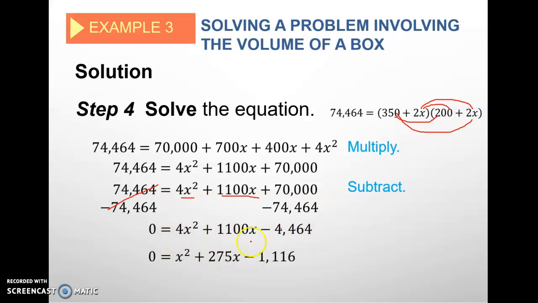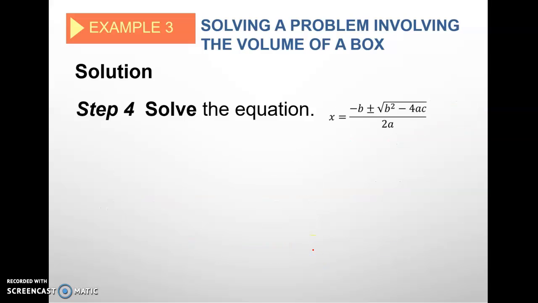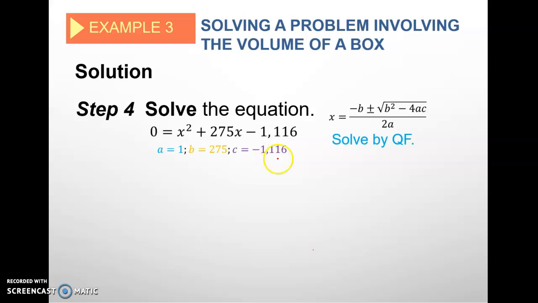Now, this equation can be reduced, because they have something in common, which is 4. So we divide all the terms by 4, which gives us x squared plus 275x minus 1116. To solve the equation, we use the quadratic formula. Our a is 1, b is 275, and c is negative 1116.